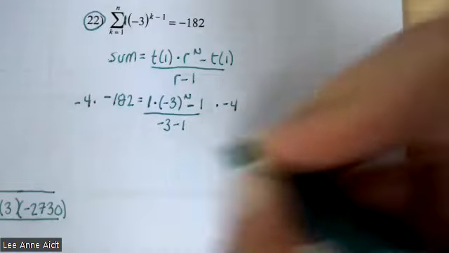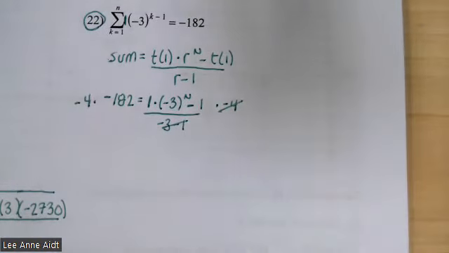Okay, now I'm going to multiply both sides by negative 4 to cancel out the denominator.